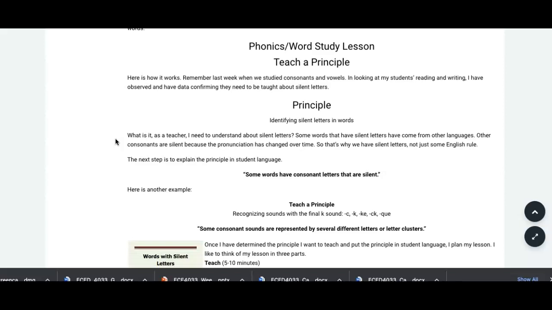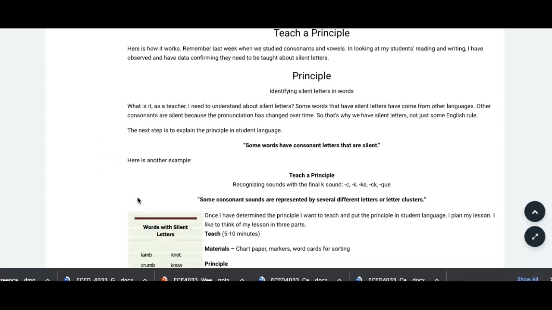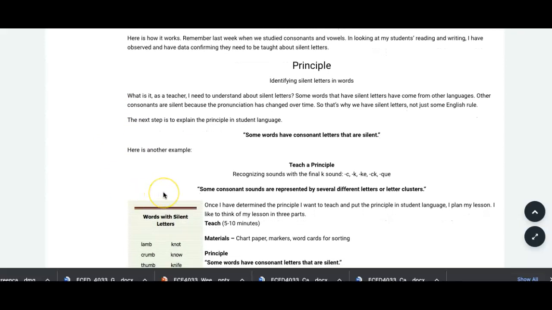The next step is to put that principle in student-friendly language. So you would tell the students, some words have consonant letters that are silent. It's just that simple. Another example might be some consonant sounds are represented by several different letters or letter clusters.